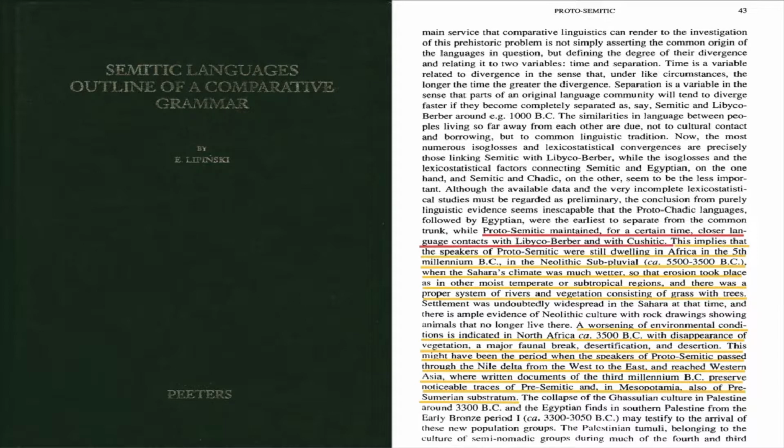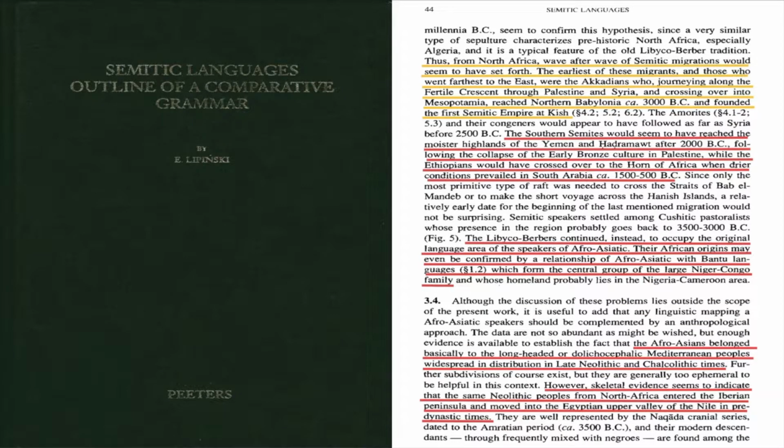A worsening of environmental conditions is indicated in North Africa circa 3,500 BC, with disappearance of vegetation, a major faunal break, desertification, and desertion. This might have been the period when the speakers of Proto-Semitic passed through the Nile Delta from the west to the east and reached Western Asia, where written documents of the 3rd millennium BC preserve noticeable traces of a pre-Semitic, and in Mesopotamia also of a pre-Sumerian substratum. Thus, from North Africa, wave after wave of Semitic migrations would seem to have set forth.